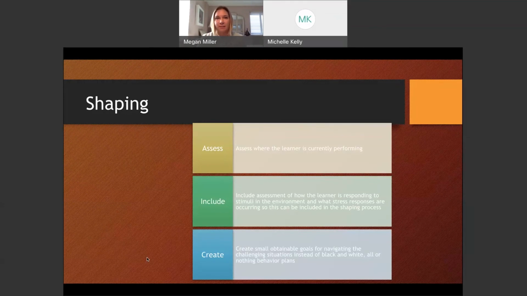First, we need to assess where the learner is currently performing. Next, we need to include assessment of how the learner is responding to stimuli in the environment and what stress responses are occurring, so that this can be included in the shaping process. And then lastly, we need to create small obtainable goals for navigating the challenging situations instead of black and white, all or nothing behavior plans.